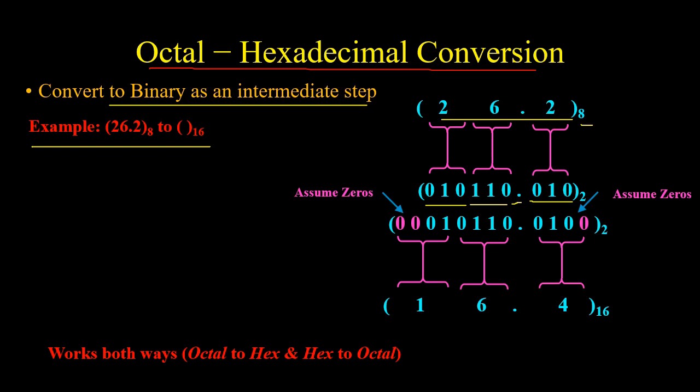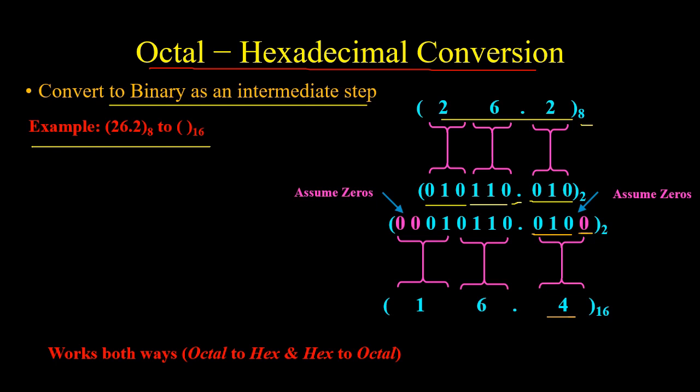Now for hexadecimal we will make sets of 4 bits. Now if you look to the right of the decimal point, we have 3 bits, 010, and here we will add an additional 0, and this will complete a set of 4 bits and will result in 0100, and its equivalent hexadecimal will be 4.